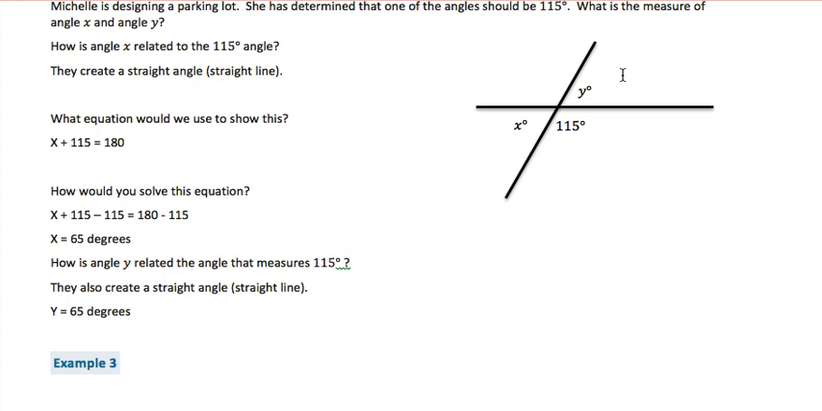So x and y are what we call congruent. They have exactly the same measurement. And their relationship, which we'll talk about later as well, is that they are what we call vertical angles. They are created, they are opposite when you have two intersecting lines. And they are always congruent. They always have the same measurement.